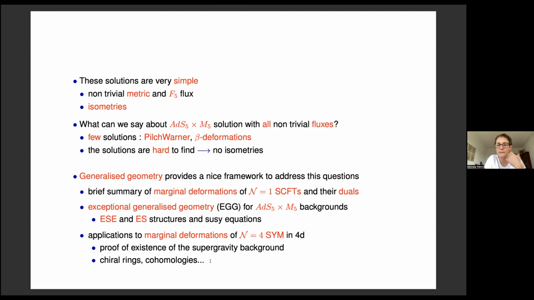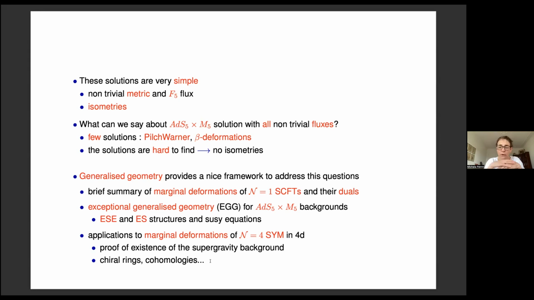We already know some solutions of this type, like Pilch-Warner, or the beta deformations of the N=1 CFTs I mentioned before. But in general, these solutions are hard to find, because typically they have no global isometries; the Pilch-Warner and beta deformations are not like this, they have isometries, and that's why we know them. So what I will do in this talk is to show that generalized geometry provides a nice framework to study such backgrounds.